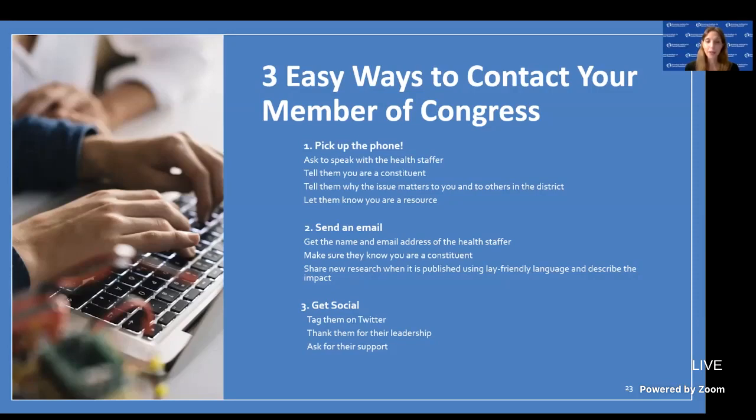And then finally, most members of Congress are on social media. So you can tag them on Twitter. You can tweet at them. You can publicly thank them for their leadership if they have taken an important vote or they've introduced legislation or taken action on something that is important to you. You can publicly thank them. And you can also publicly ask for their support in that way. So social media, if you're active on social media, is another great way to engage with your members of Congress.